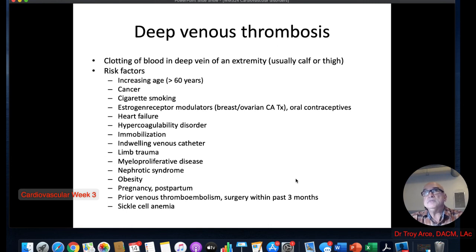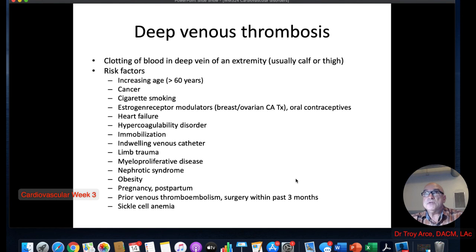So DVT, these are clotting of blood in deep vein of an extremity, usually the calf or thigh. So risk factors: increasing age, cancer, cigarette smoking, which is going to come up again and again. Estrogen receptor modulators, breast and ovarian cancer treatments, oral contraceptives, heart failure, hypercoagulability disorder, immobilization, indwelling venous catheter, limb trauma. Okay, you always have to be cautious with someone who busts a leg or something. Hey, there's clots, you can throw something from there.